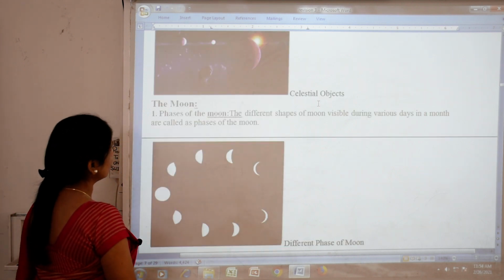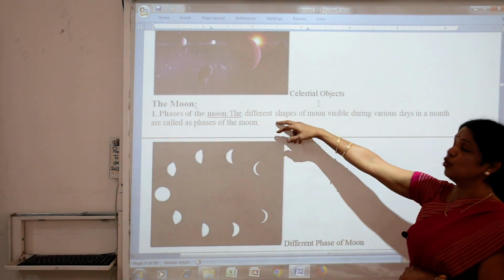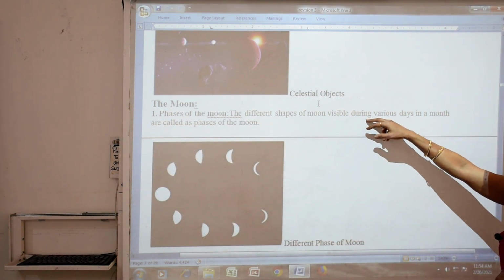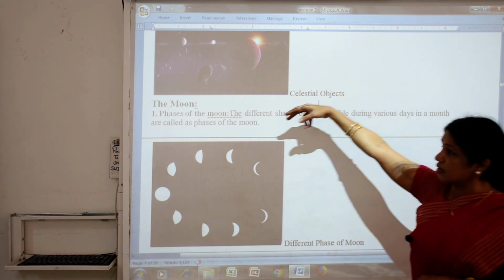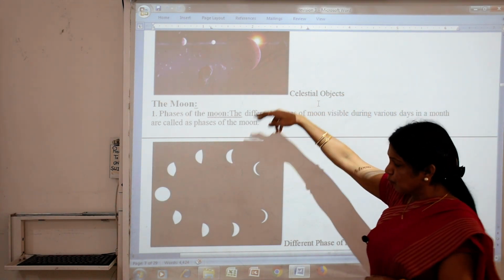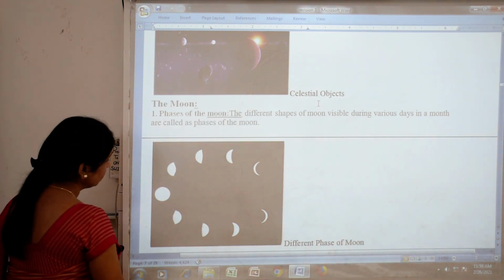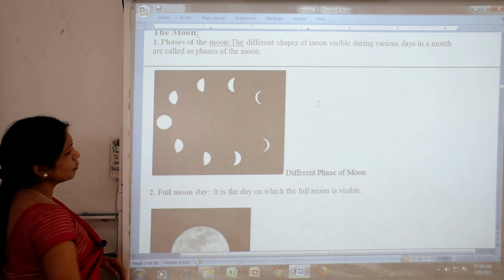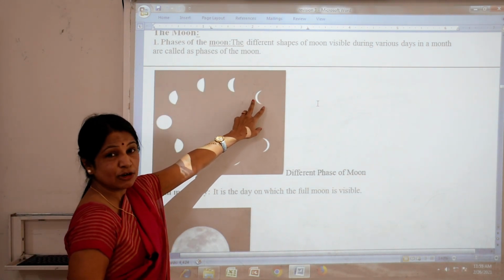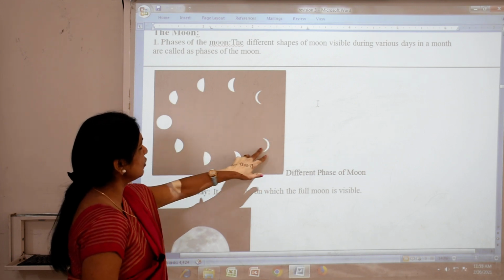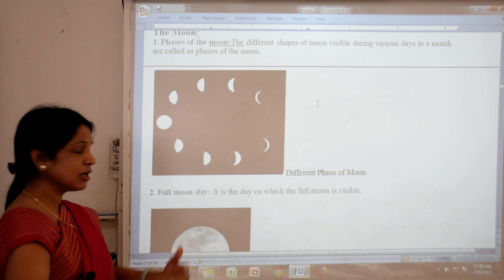Now we are going to see the moon. The different shapes of the moon visible on various days in the month are called the phases of the moon. In this picture, they show the different phases of the moon. It starts from the first, which looks like a crescent moon, and through these various phases the cycle repeats again.